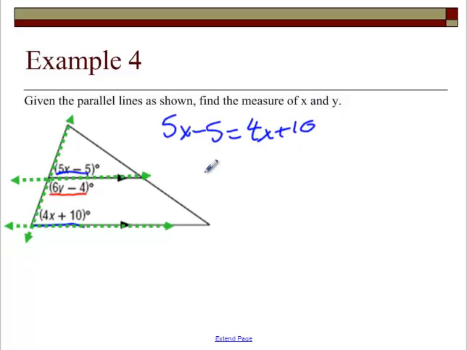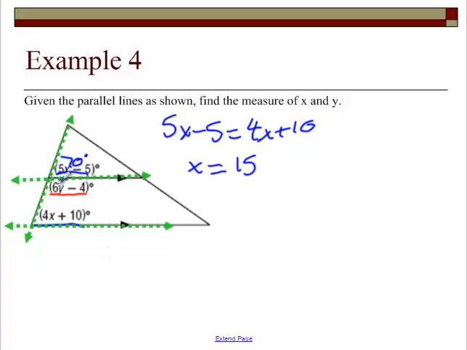I'm going to subtract 4x from both sides, and I'm going to add 5 to both sides, and I get x is 15. Now that I found x, I have to use that to find y. I'm going to plug it in right here. 5 times 15 is 75. Minus 5 gives me that angle is 70 degrees.